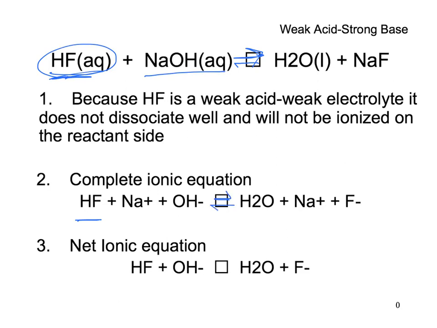Water is liquid, so you're not going to ionize it, and sodium fluoride you are going to ionize because it's a soluble salt. So hopefully you can see sodium and sodium, they are the spectator ions. You get rid of that, and what remains is your net ionic equation. So HF plus OH negative gives you water and F minus.